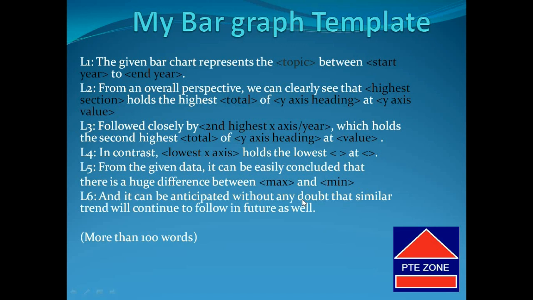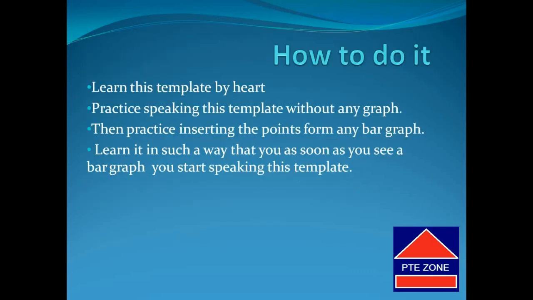See, so when you have learned this template by heart, you will not think about anything, right? It will be just automatic. You will just speak this many complete information without any hesitation, and your fluency will be 90. So that's the trick, and that's the secret to achieve a score of 90. So that's it. Learn this template by heart.